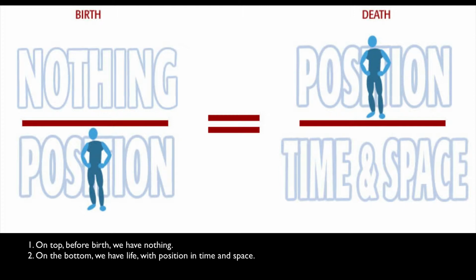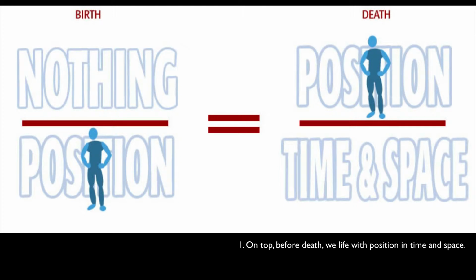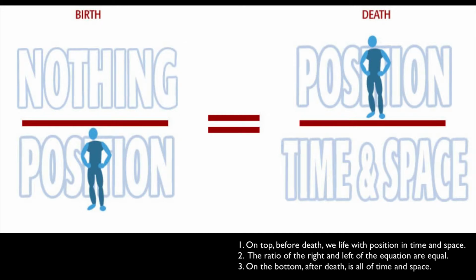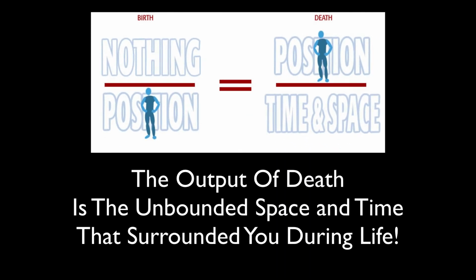Now we define the entire equation. 1. On top, before death, we have life with position in time and space. 2. The ratio on the right and the left of the equation are equal. 3. On the bottom, after death, is all of time and space. The output of death is the unbounded space and time that surrounded you during life.